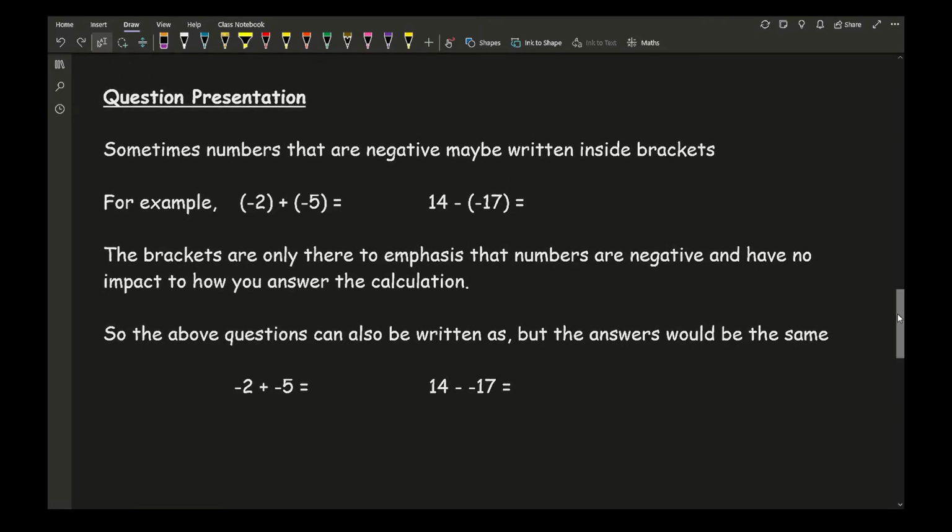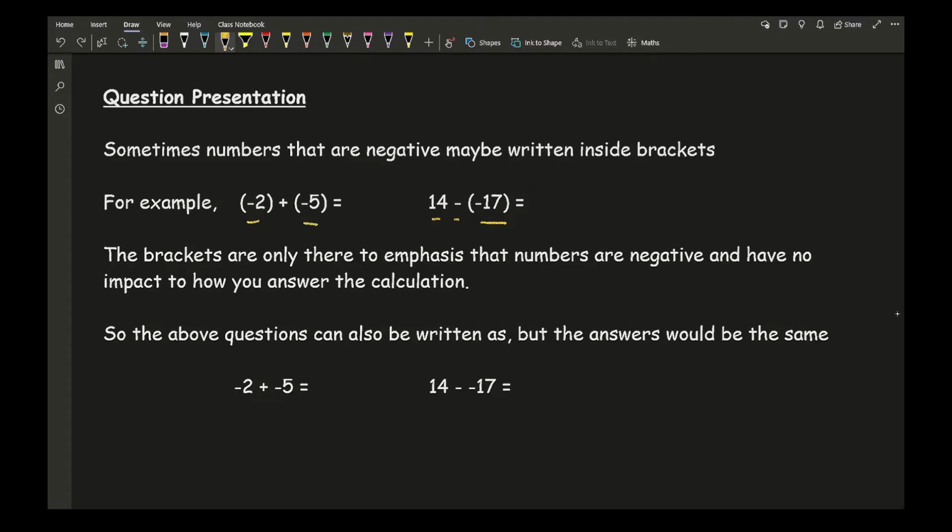Now, when you are practicing this, or you work through a textbook or a worksheet or online, or maybe in an exam even, you might find that sometimes numbers that are negative may be written inside brackets. So for example, here we've got (-2) plus (-5), or 14 minus (-17) written in brackets. Now the brackets there are only there to emphasize that numbers are negative and have no impact on how you answer the calculation. They're just to make you more aware that the numbers that you're dealing with are negative.